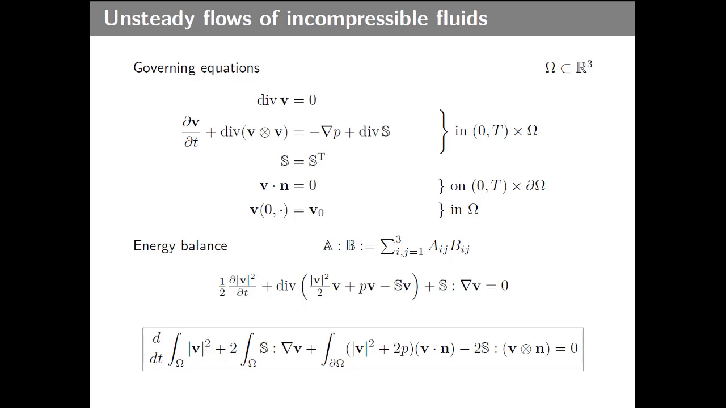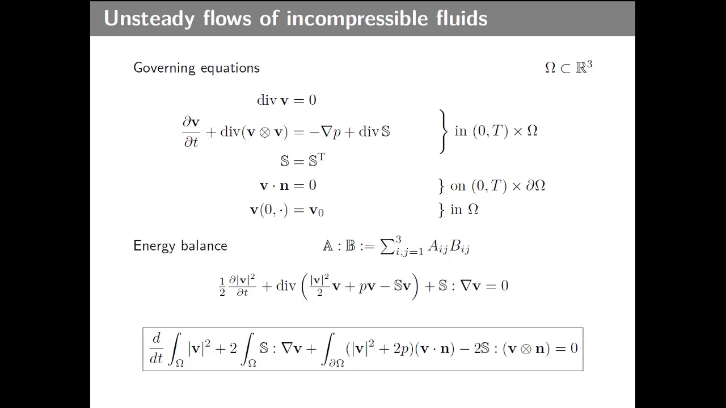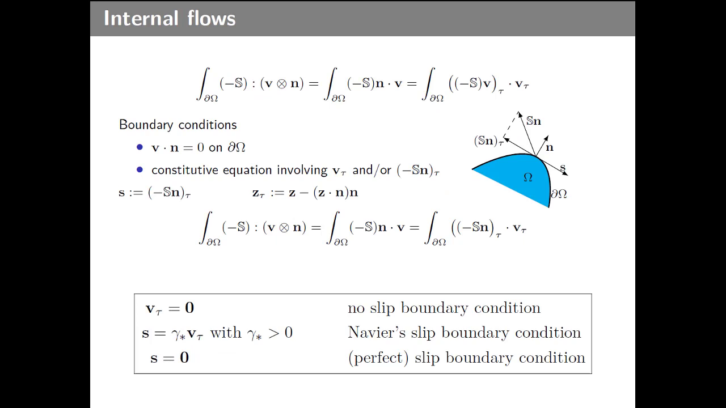Since we assume that there is impermeability through the boundary, this term vanishes. But this still can contribute to the equations, and if one uses the decomposition into the tangent part and normal part, and uses the orthogonality, one will end up with the relation that this quantity, minus S v direct product with n, can be reduced to the product of the tangential part of the velocity and the tangential part of the normal traction.